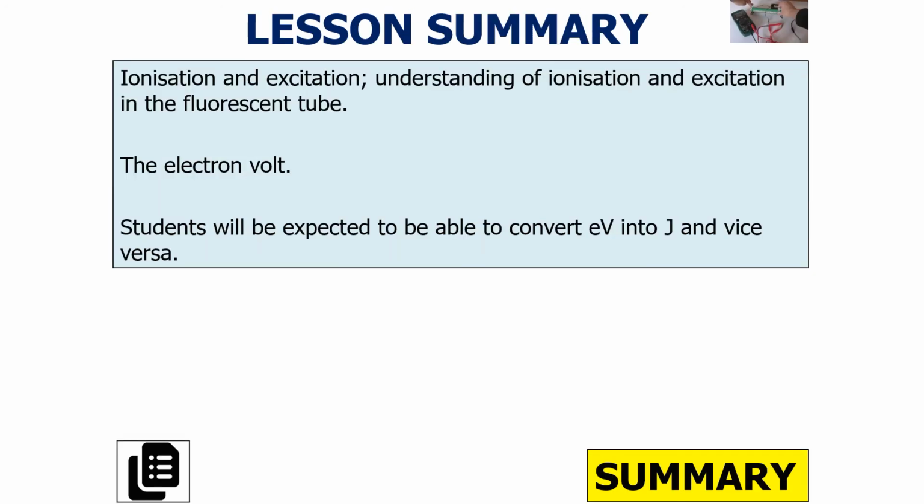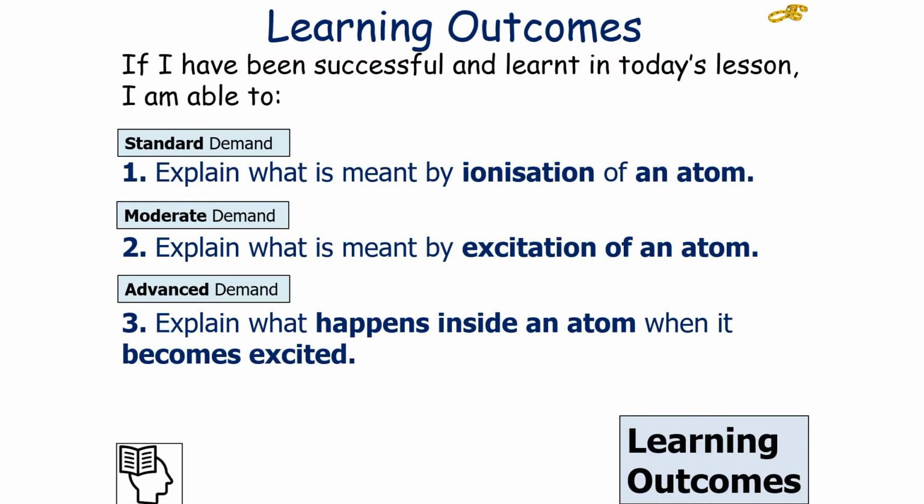So what have we learnt in today's lesson? We've looked at ionization and excitation and started to look at the idea of ionization and excitation in a fluorescent tube. We looked at the electron volt and how to convert between eV and joules and vice versa. And if we've been successful and learnt in today's lesson, we should be able to explain what is meant by the ionization of an atom, explain what's meant by excitation of an atom, and explain what happens inside an atom when it becomes excited.